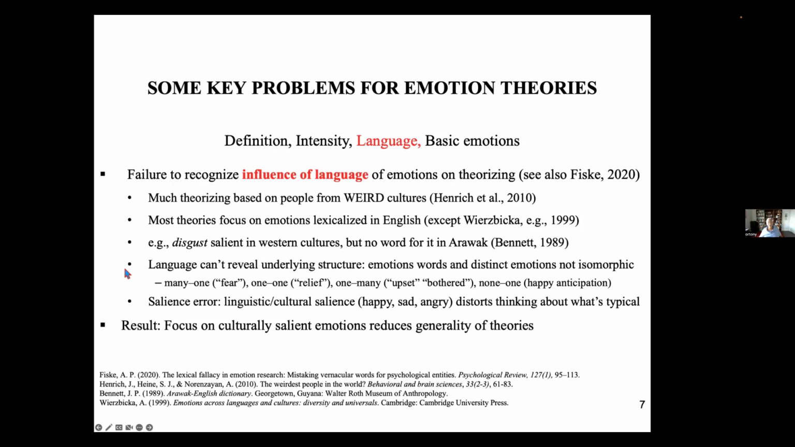So language is a problem, partly because of the specificity of languages that are used to do emotion research. But more generally, it's clear that language cannot reveal the underlying structure of emotional reality. Emotion words and distinct emotions are simply not isomorphic. There's no one-to-one relation between emotion words and distinct emotions.